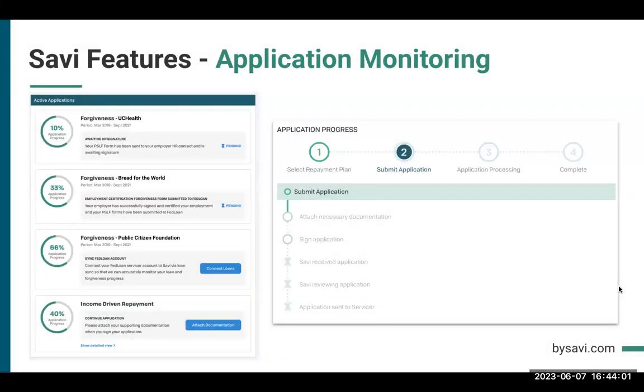Once you've created all those applications, you'll be able to track their statuses back on your dashboard. You can see the status of each of your employment certification forms, whether it's been signed, submitted, and processed. You can also track the status of your income-driven repayment plan to know exactly what steps you still need to take to get it to 100%.